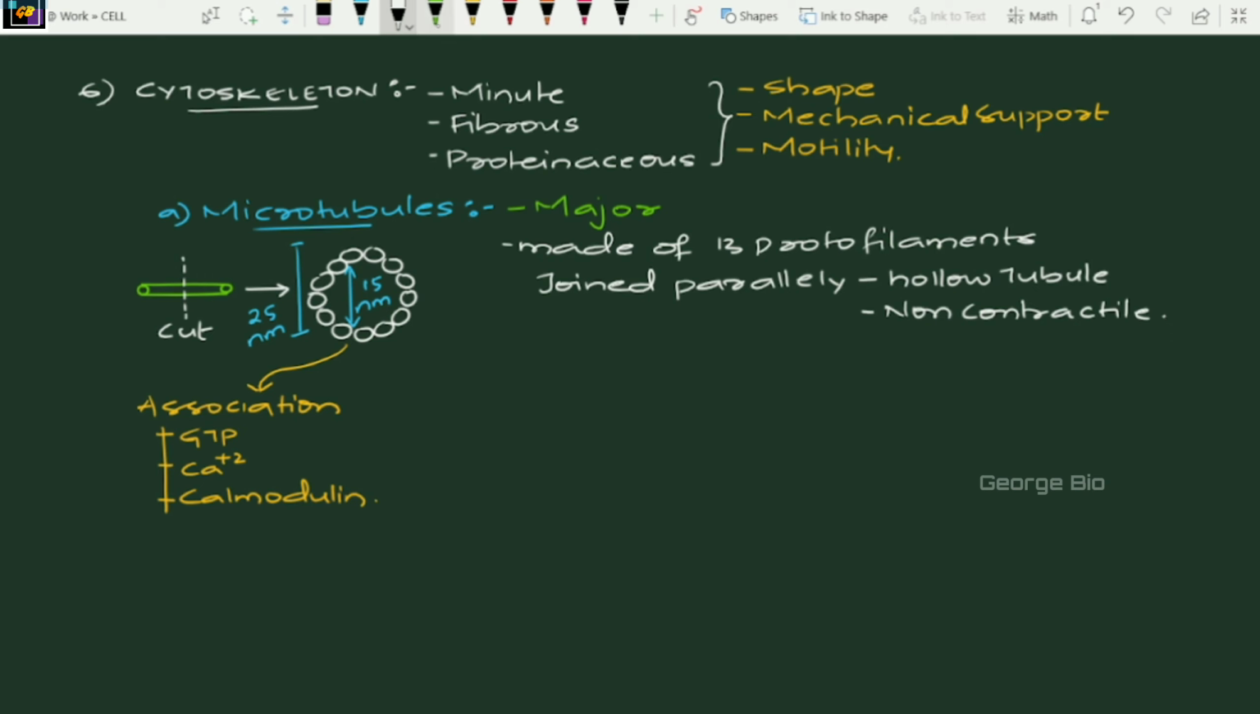So what we said, it is made of 13 protofilaments. And these 13 protofilaments are made of a protein which is called alpha and beta tubulin protein. Alpha and beta tubulin protein is utilized.